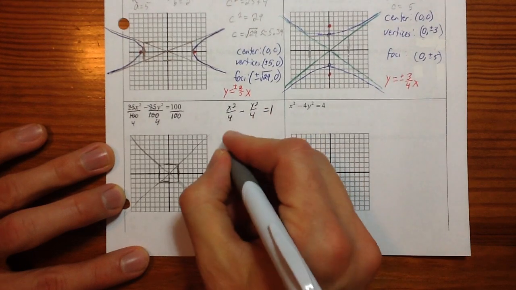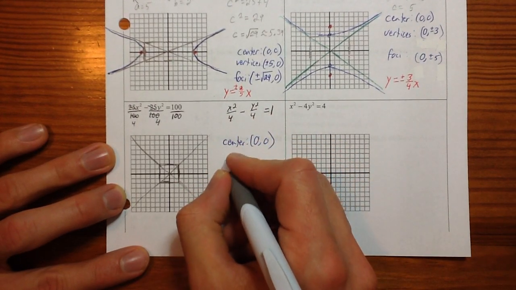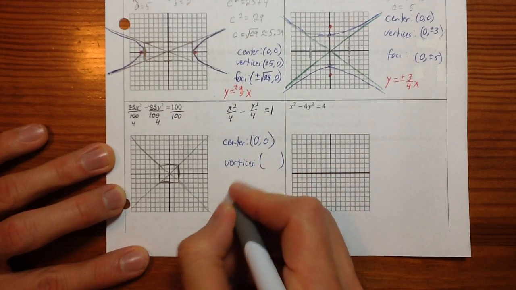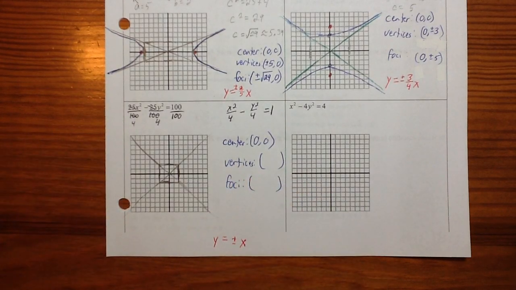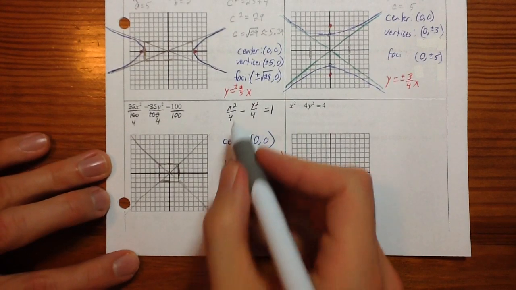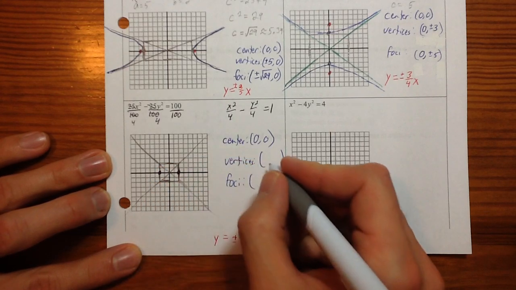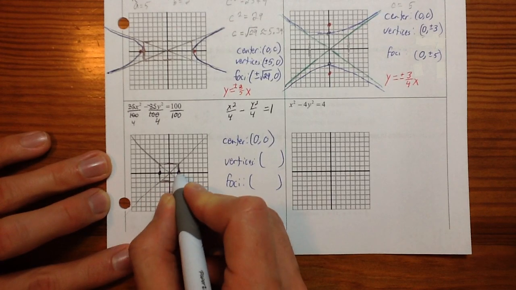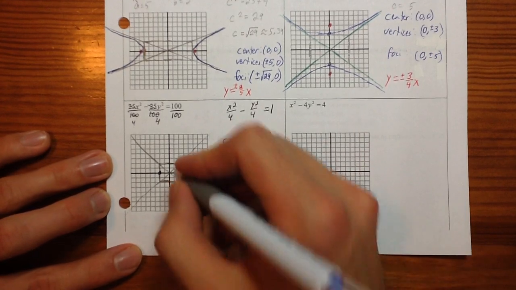Let's move on and do some of the other stuff. Center, 0, 0, obviously. Vertices. And foci. I'm going to use a blue pen. Opens left and right. There's a vertex. There's a vertex. Let's come over here and write it. One of the vertices was at negative 2, 0. The other one was at positive 2, 0. Where are the foci? I don't know yet.